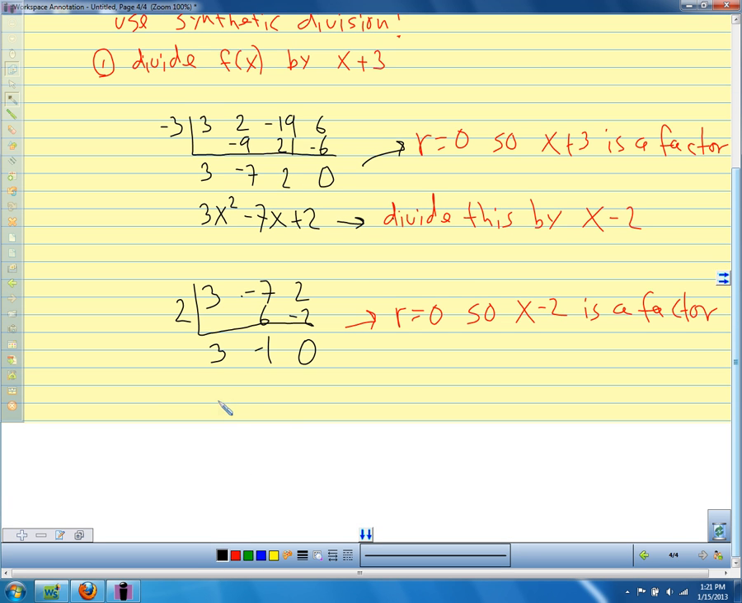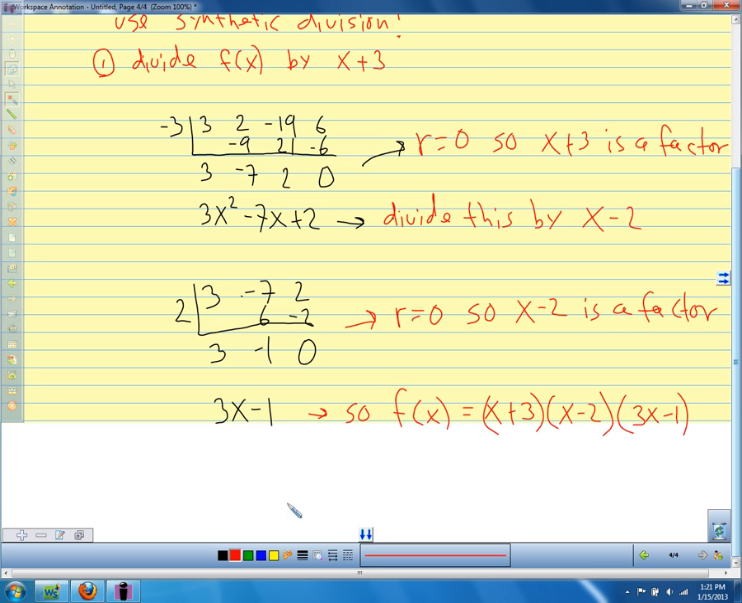So this gives me, I reduce my power of x by 1 again. This gives me 3x minus 1. So I have two factors, x plus 3, x minus 2, and the last thing that I'm left with is 3x plus 1. So, minus 1. So f of x equals x plus 3 times x minus 2 times 3x minus 1. My factors times whatever I'm left with when I divide everything out.